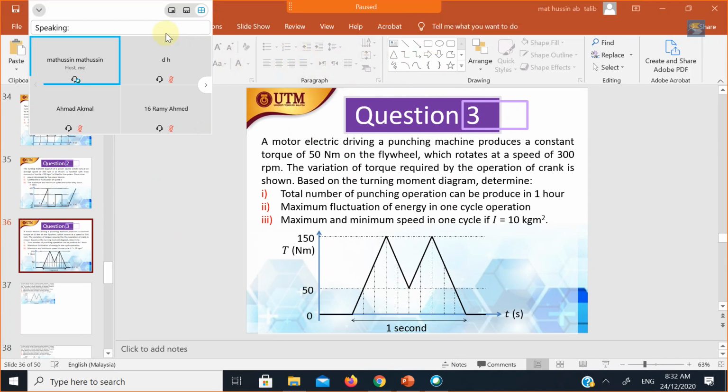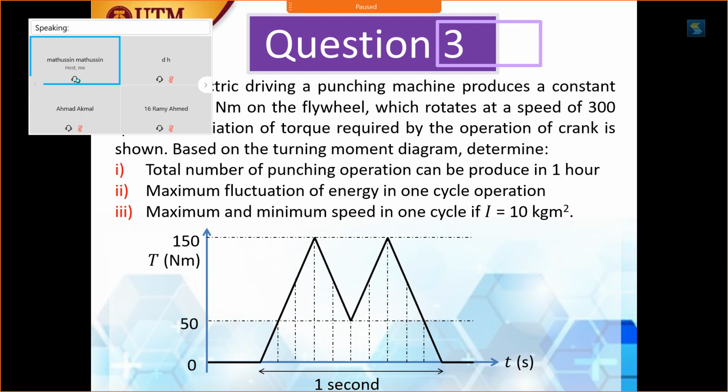Okay, so what we are going to do today is kita tengok beberapa soalan regarding on the topic today, which is flywheel. Alright, so before we start with some exercise, any question so far that you want to ask? Tak ada, semua faham topik ni?